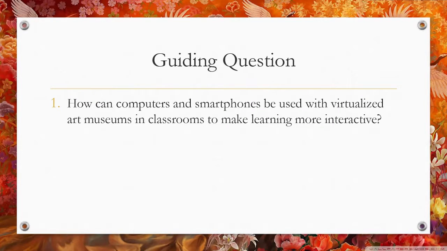So basically, my guiding question is, a lot of students have a smartphone or a tablet or some sort of interactive technology that can access all of the great technologies through the internet. So how can computers and smartphones be used with virtualized art museums in classrooms to make learning more interactive? Virtual art museums are a way to bring the arts from around the world, from many different cultures, right to your own classroom, wherever you may be. All you need is an internet connection and a smartphone or computer to do so.